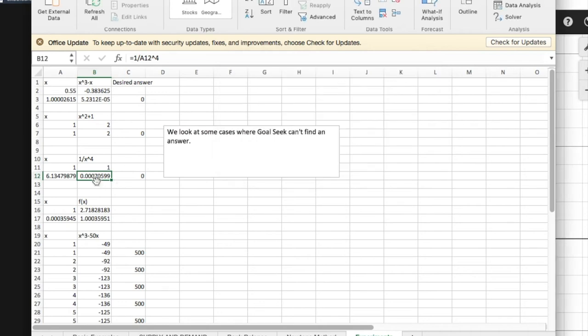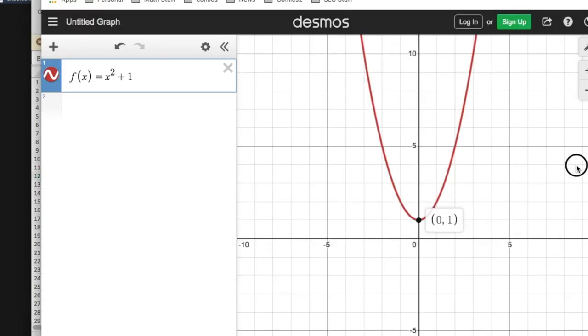And what we need to remember is goal seek isn't asking a question about equality. It's saying, when do you get pretty close? And this is an asymptotic curve, so it will get pretty close, but not get to the answer. But when it gets close enough, goal seek thinks it's found an answer.